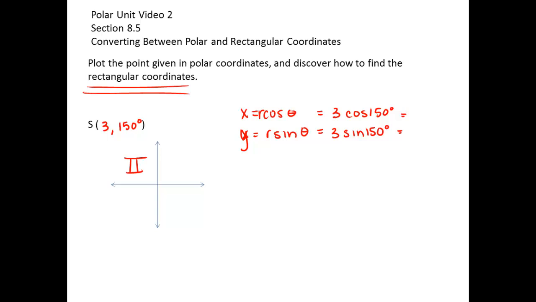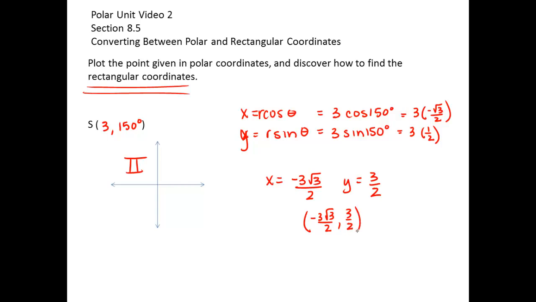Well, cosine of 150 degrees is negative root 3 over 2. So this is 3 times negative root 3 over 2. And what is the sine of 150 degrees? It's positive 1/2. So 3 times positive 1/2, which means that my x value is negative 3 root 3 over 2, and my y value is 3 over 2, or 3/2. So my final answer for this is negative 3 root 3 over 2, comma 3/2.